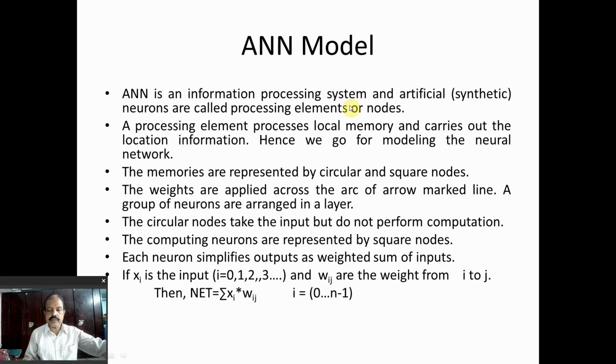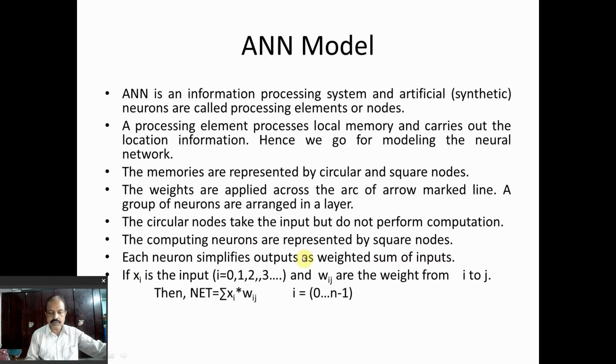The memories are represented by circular and square nodes. I told you that the weights are applied across the arc. So the arrow-marked line is there, and a group of neurons are arranged in layers, right? The circular node takes the input. It just accepts the input. It does not participate in the computing, and the square nodes participate in the computing, right? All the computation is done there.